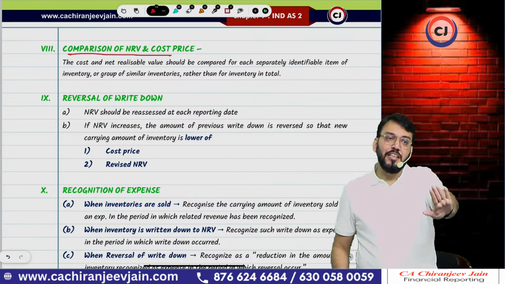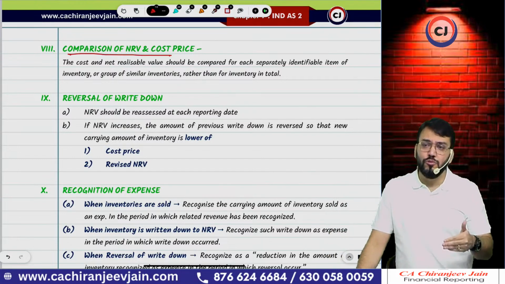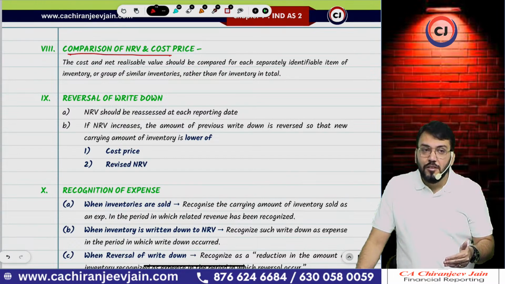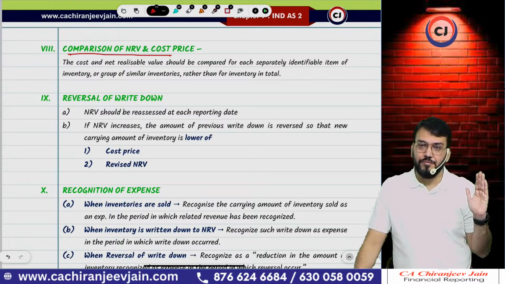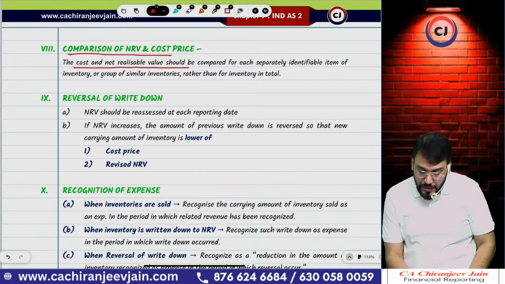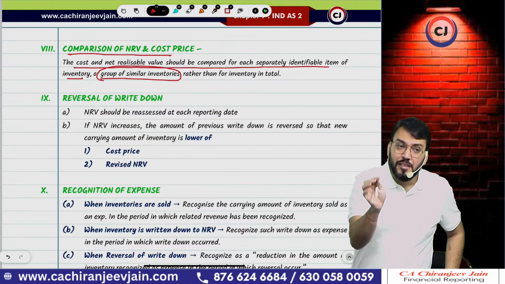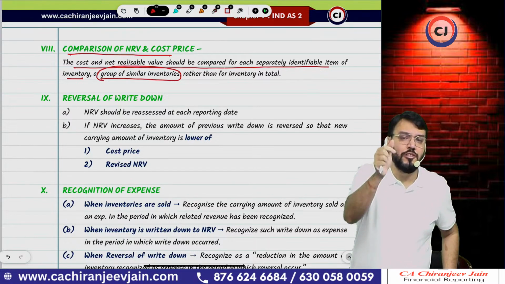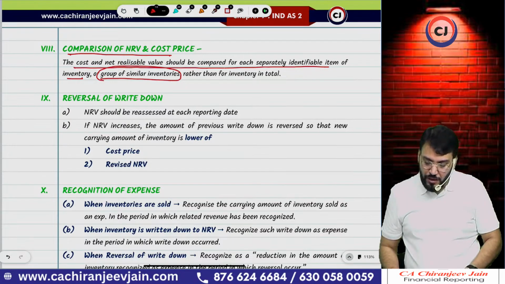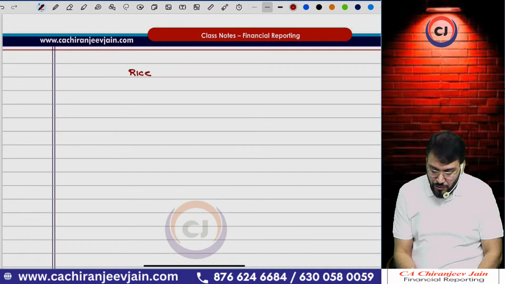Now to compare, Ind AS says that we need to compare on an item by item basis. However, we can also do it on a group basis or category basis. If they are similar units, cost and NRV should be compared for each separately identifiable item of inventory or group of similar inventory. Means first preference will be given to item-wise, but if all the items are similar, we can create a group also for comparison purposes. Not able to understand? Suppose you are dealing in rice and you are dealing in wheat also.